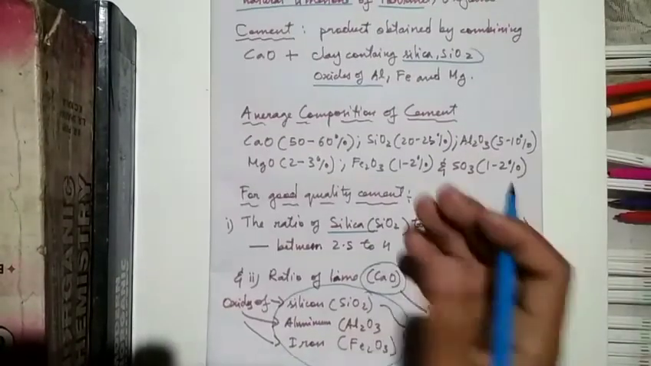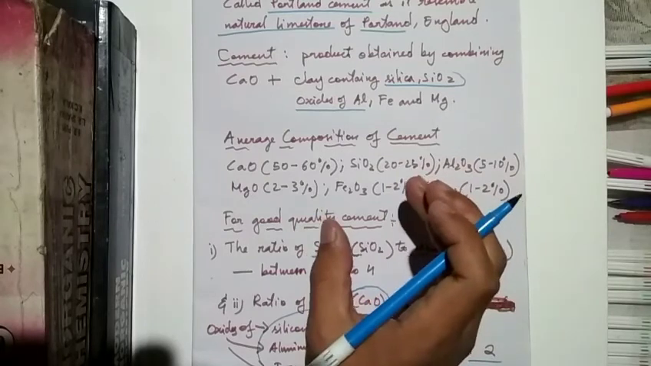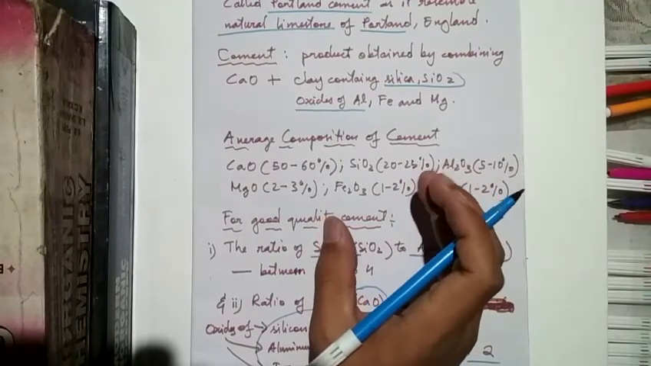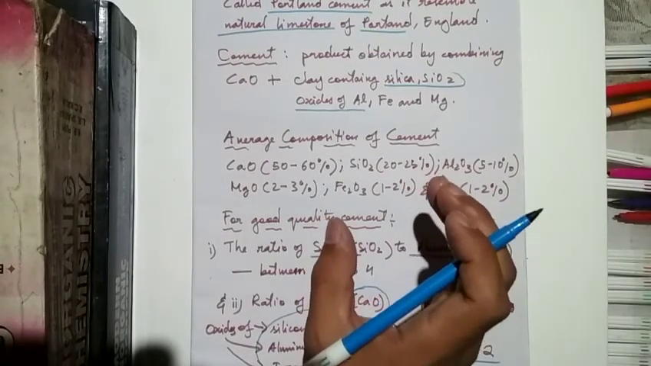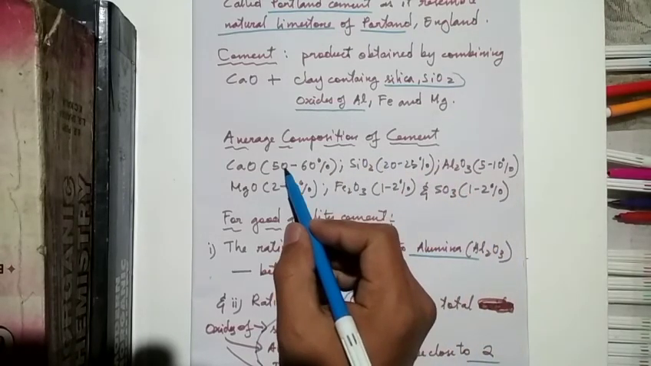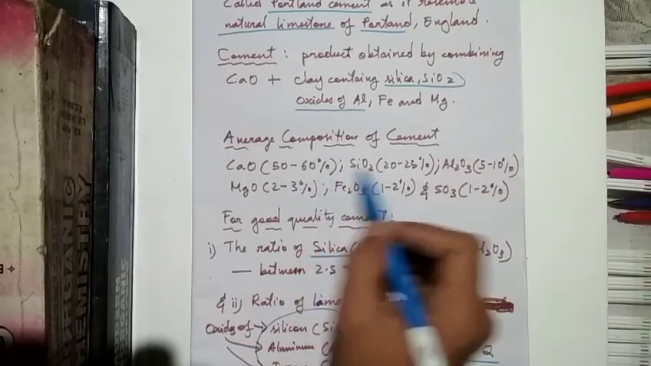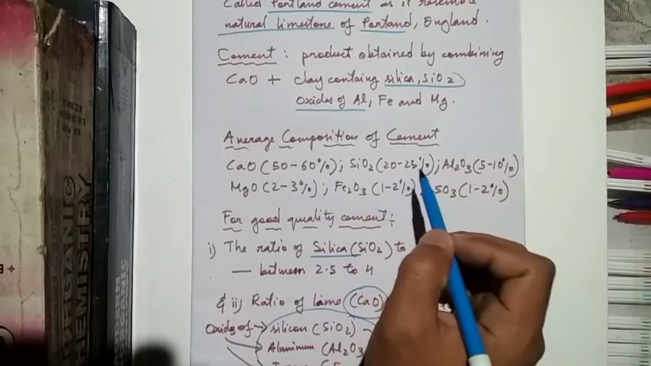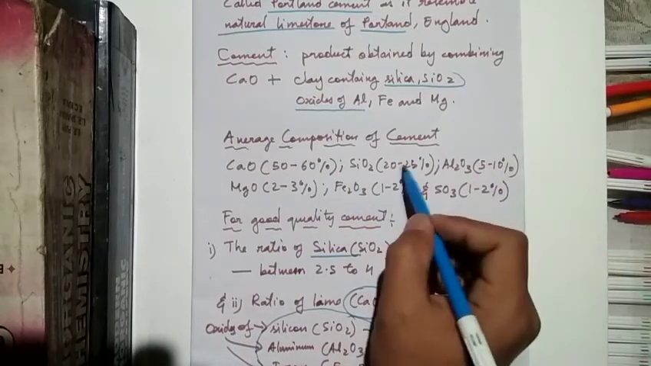One more thing, this cement does not have a very defined composition. The composition may vary, like between 50 to 60 or between 20 to 25, any percentage between these.